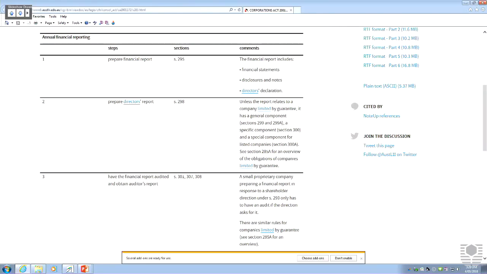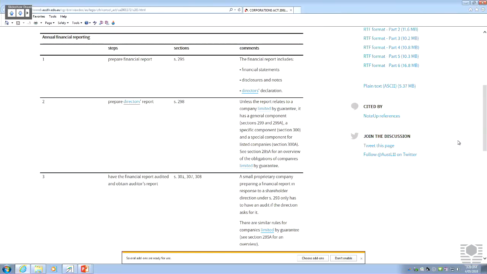You can look at section 285A for an overview of the obligations of companies limited by guarantee, but you're not going to be asked in specific in relation to companies limited by guarantee. Next, have the financial report audited and obtain auditor's reports. You can look at sections 301, 307, and 308.